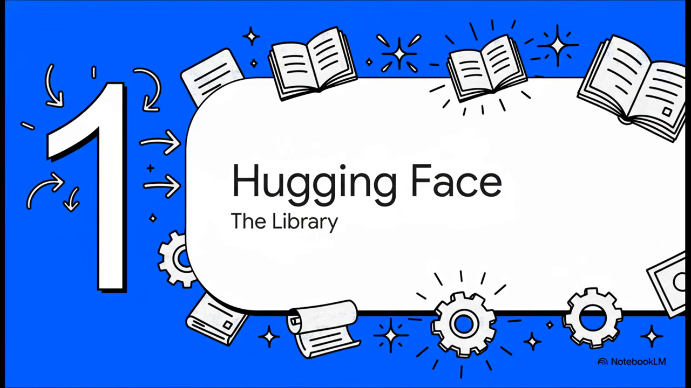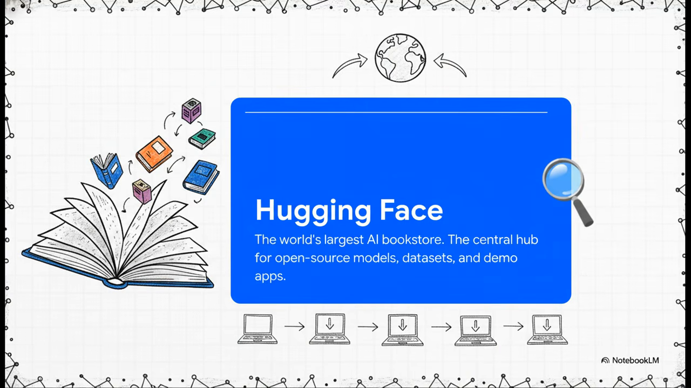Our first stop is Hugging Face. The best way to think about it, it's the great library of the entire AI world. This is where everything kicks off. Just imagine for a second, if the whole world of AI was a giant global bookstore. Hugging Face would be the biggest, most packed one on the planet. It's the central hub where researchers and developers from all over share their open source models, the data they were trained on, and even little demo apps.